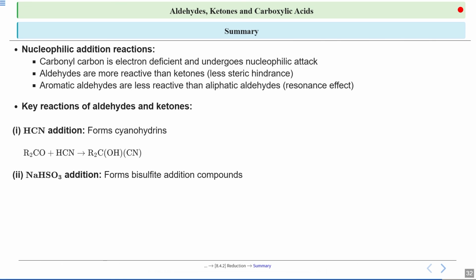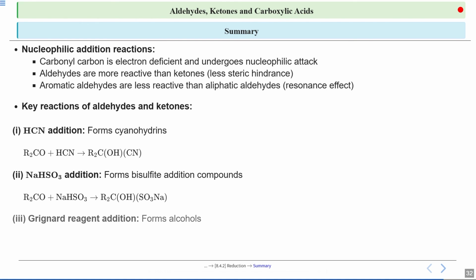Similarly, NaHSO3 addition forms bisulfite addition compounds. If you look at this reaction, you will see the bisulfite addition compound. Similarly, Grignard reagent addition forms alcohols. When you react a carbonyl compound with RMgX, you get an alcohol.